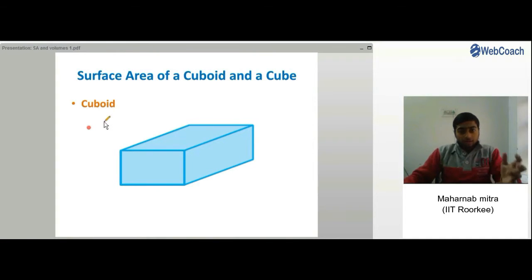So let us learn about the cuboid. I think you all know what a cuboid is, right? It is just a solid kind of rectangle. All the faces are rectangles, right? And the length, breadth and height are all different from each other, right? Such solid figures are called cuboids.